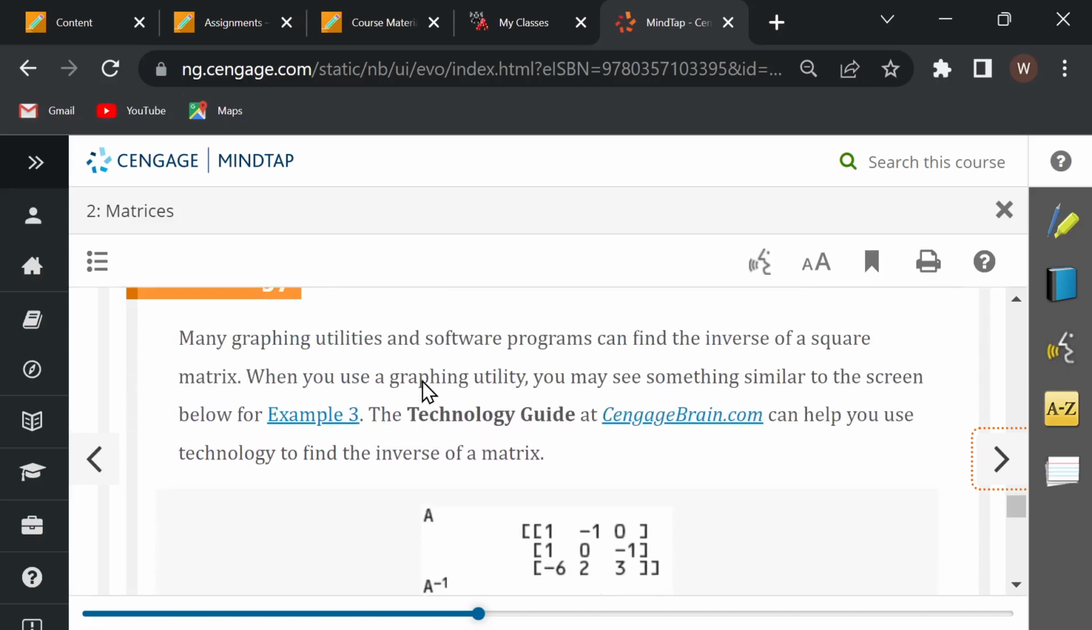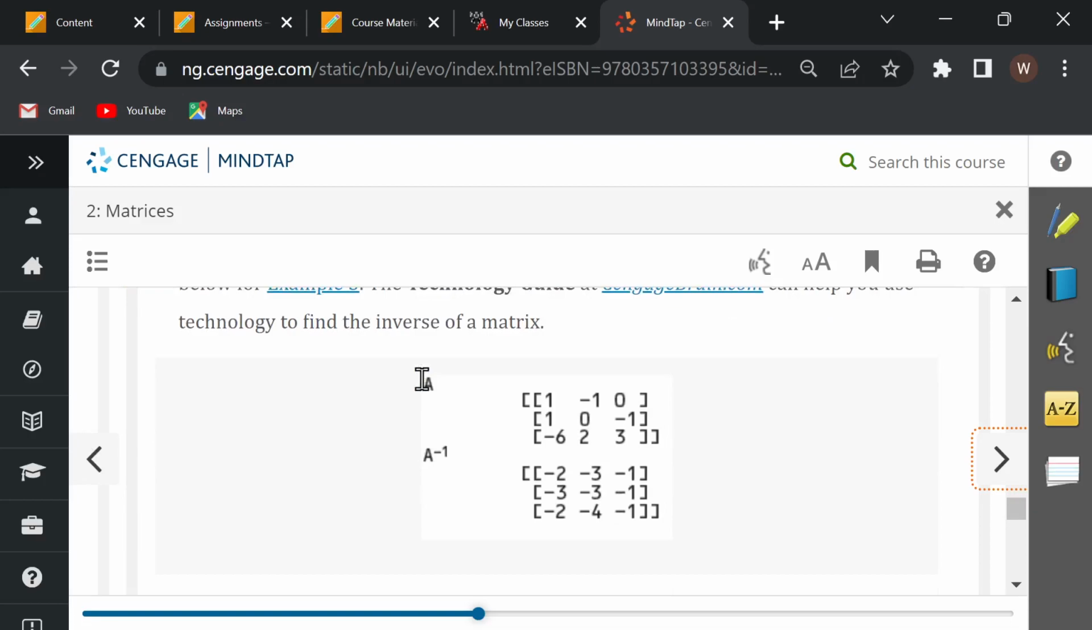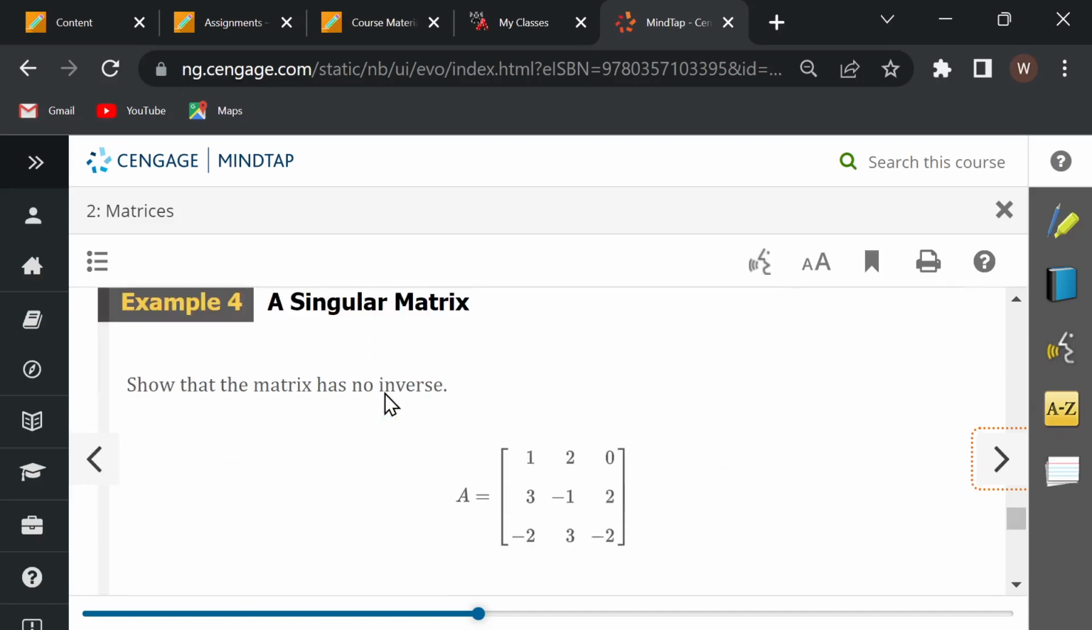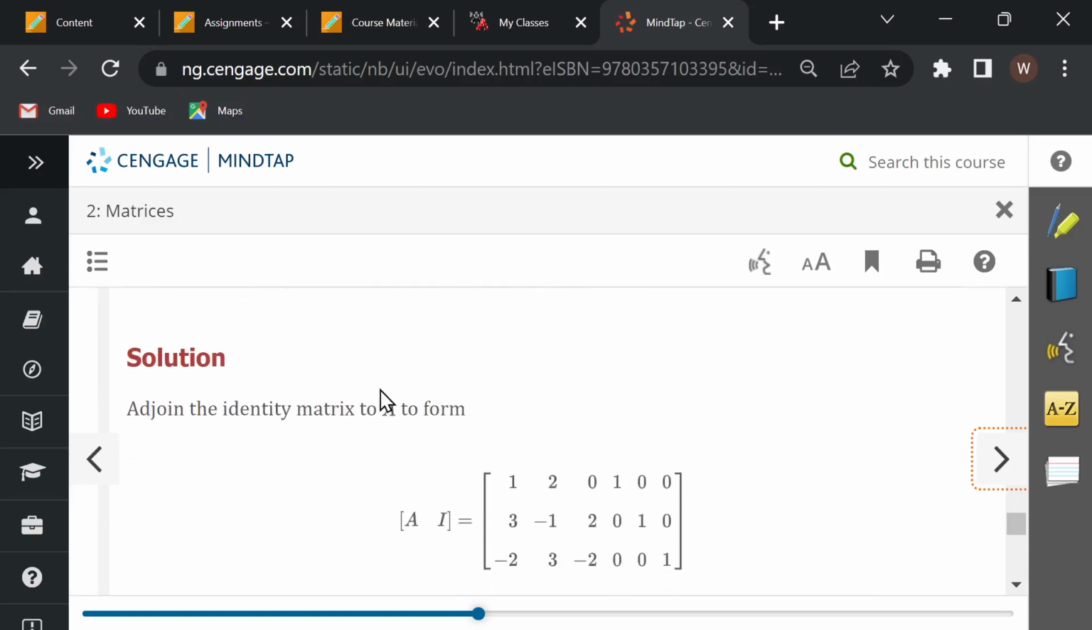This notation is an example of Cengage's own app for finding the inverse of a matrix. Now, what if the matrix is singular? What's going to happen? So, new matrix, 1, 3, -2. Well, let's go ahead. The bar is missing. And I always draw the bar, and you should too.